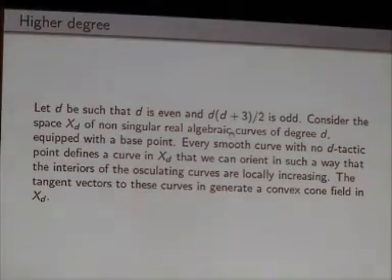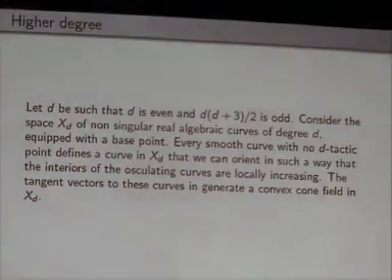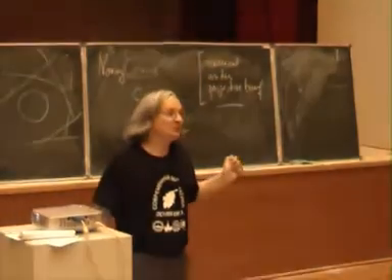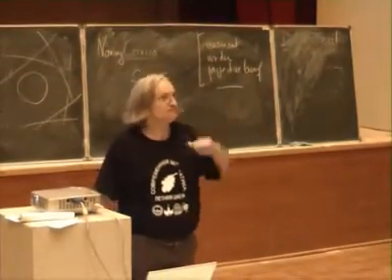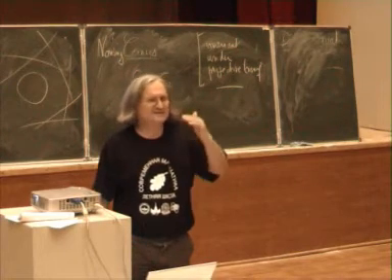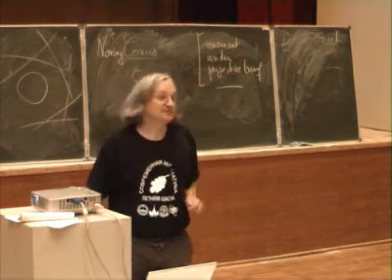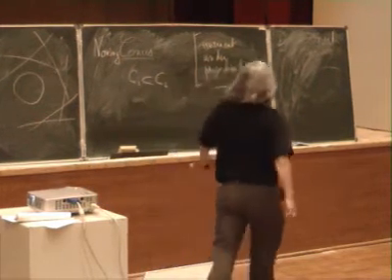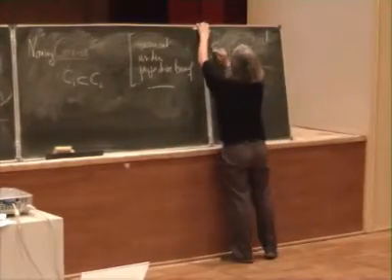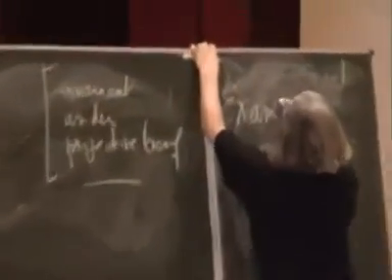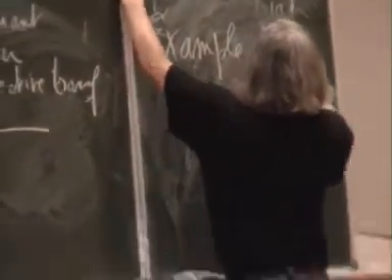Now why do I want (d+3)/2 odd? Because I want the space of parameters to be odd dimensional. So we have seen examples. We have seen the example of conics, where d is equal to 2, and the example you should have in mind is d is equal to 6.